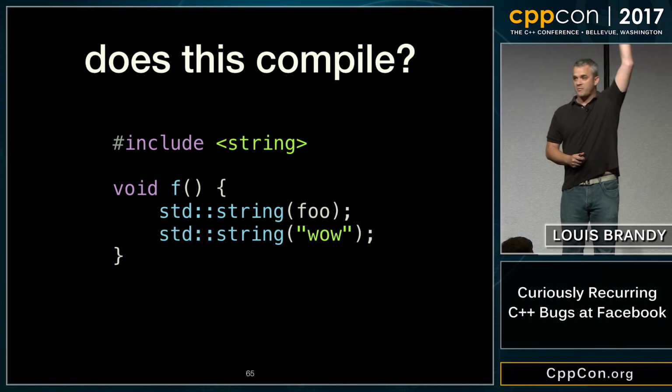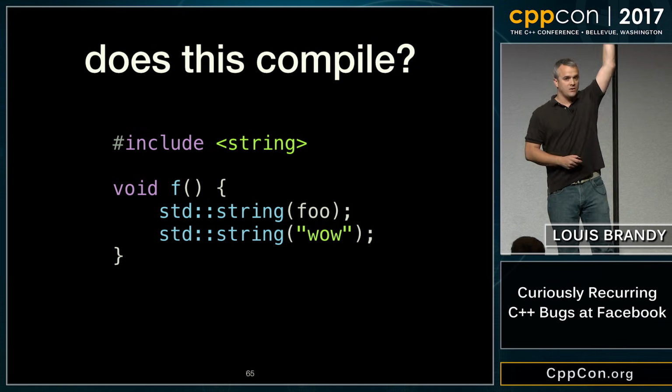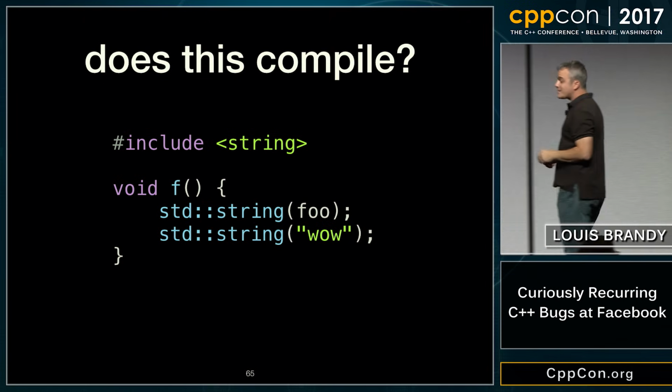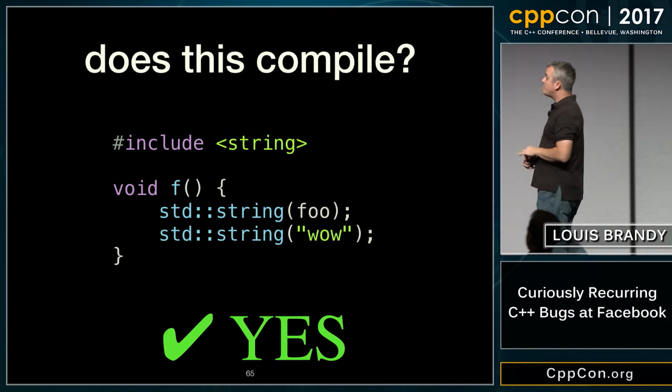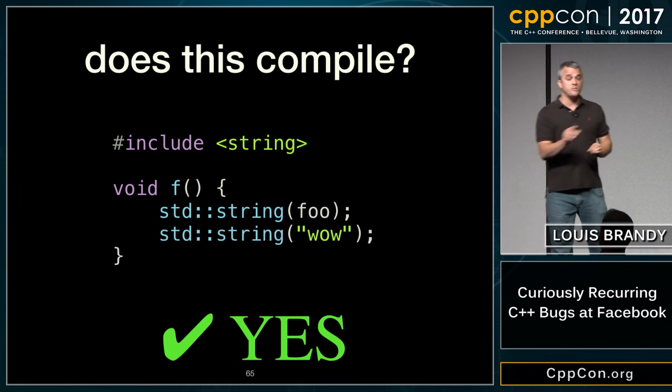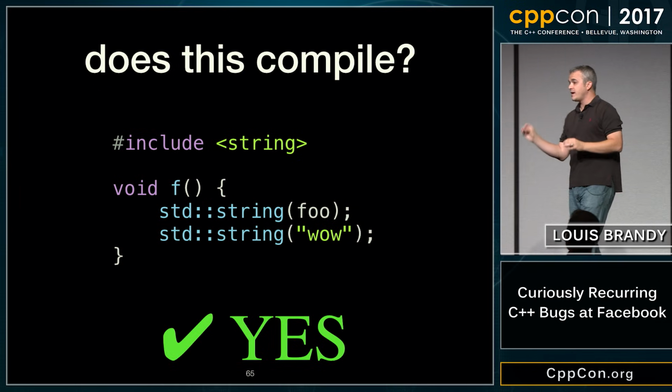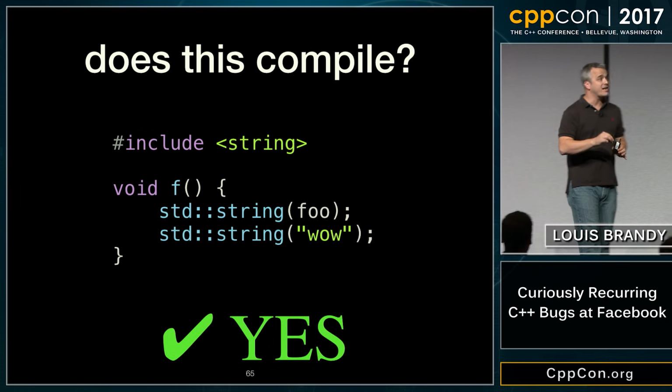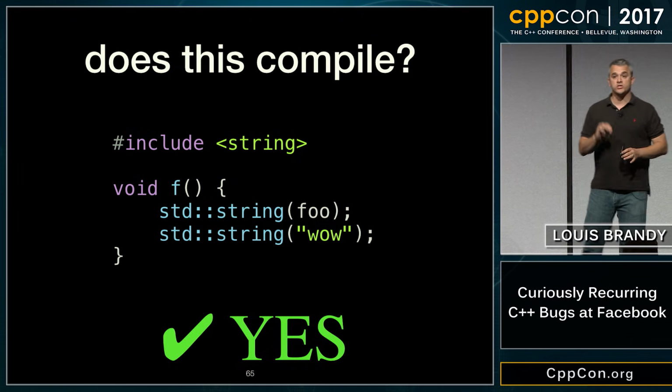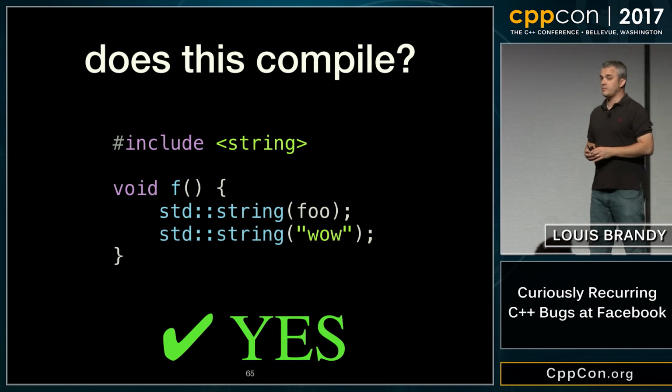Raise your hand. Does this compile? Yes. Ooh, only half of you. So this compiles as well. The first one, as we've mentioned, is a declaration of a string named foo. The second one is a constructor. It constructs a temporary string from a char star.